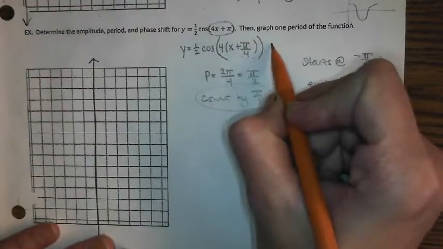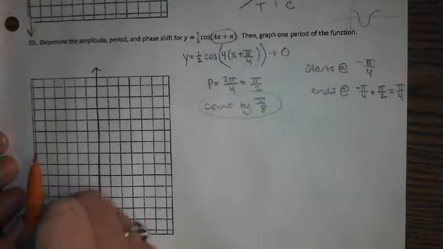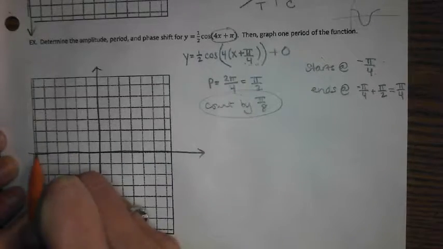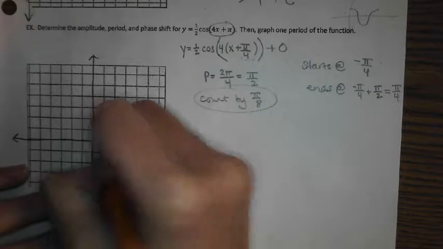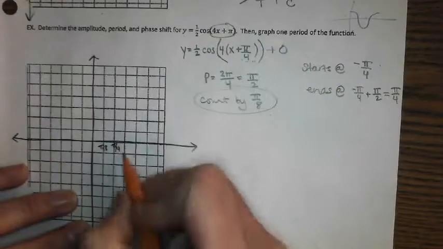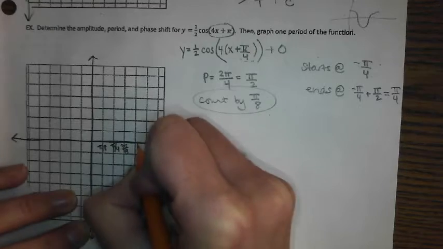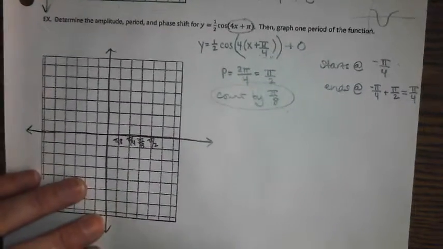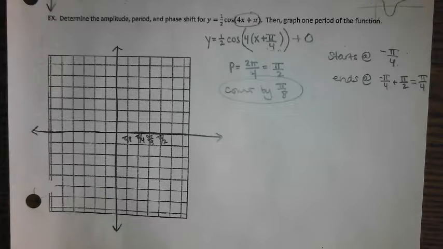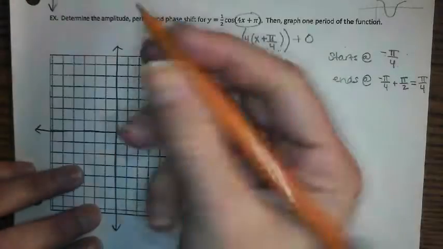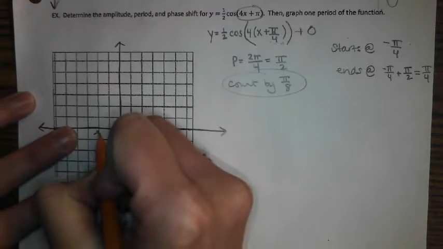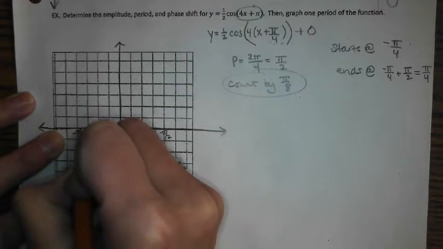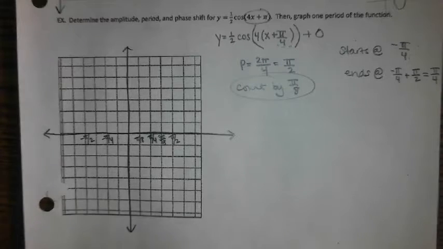Our midline is still 0, so we can put our x-axis right down the middle. And then we already decided we should count by pi's over 8. So 1 pi over 8, 2 pi over 8, which is going to be pi over 4, 3 pi over 8, 4 pi over 8, which is going to be pi over 2, and the same thing out. Now, you don't have to label every single hash mark, but I wanted to just show that we know we're counting by pi's over 8.